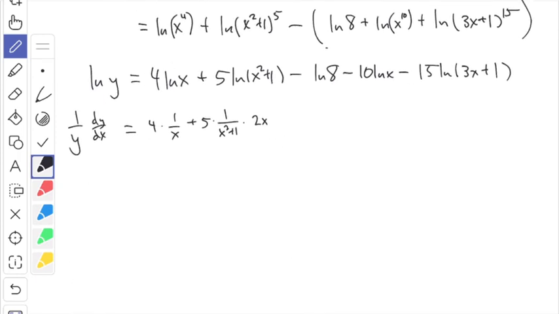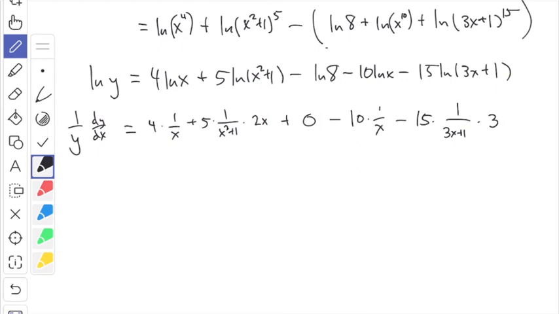So it's about time to go, so I'm going to do this a little quickly. What about ln of 8? That is going to be 0, right? Because that's a constant. And when you take the derivative of a constant, you get 0. So I'll just put 0 so you know what happened to it. Minus 10 times 1 over x. Minus 15 times 1 over 3x plus 1 times 3. That last times 3 there is because of the chain rule again.